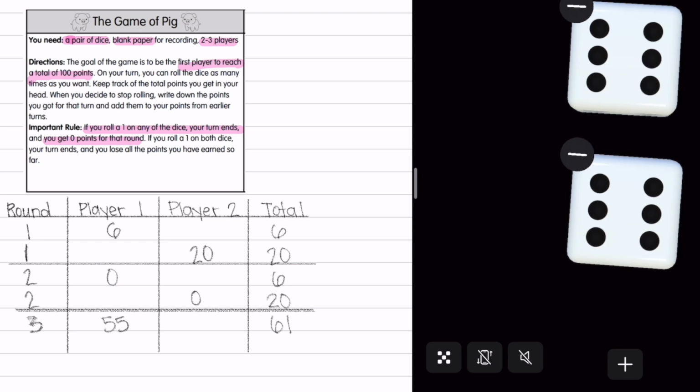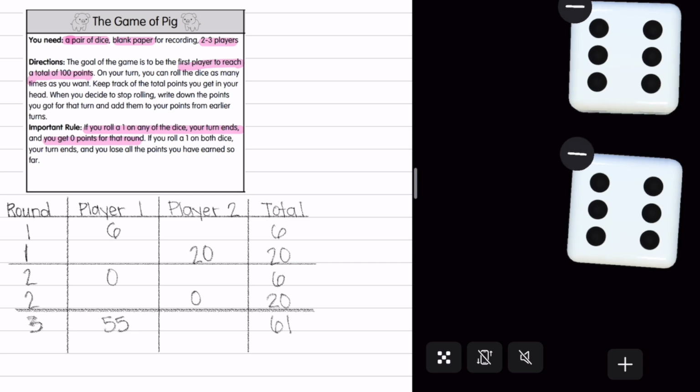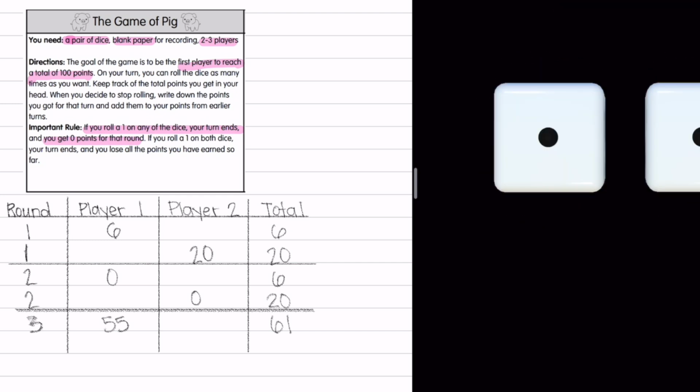All right, let's let player 2 go. All right, player 2 rolls a 12, another 12 for 24. So now player 2 has rolled double 1s, and what happens with double 1s is not only do you get a round total of 0, but you've lost all your other points. So now player 2 has a total of 0 points, and I have a total of 61. So in this game, my partner and I would continue to play rounds until one of us reaches a total sum of 100.